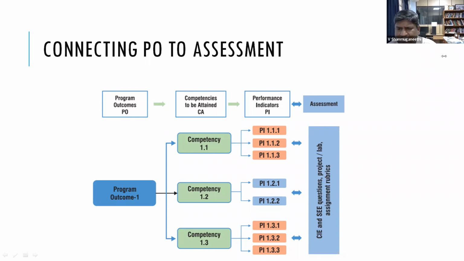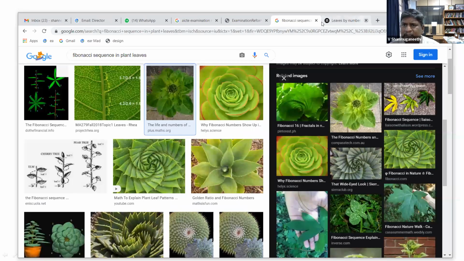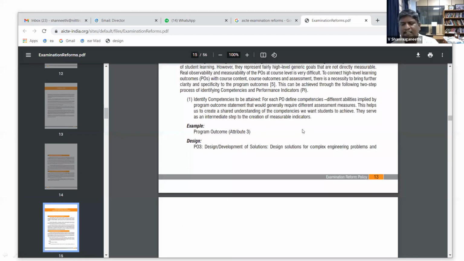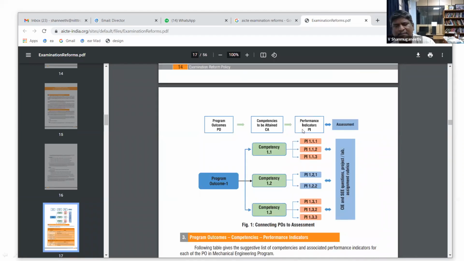Participants, can you come across this one? Maybe if you visit this page, if you go there, yeah, they are giving this, connecting the PO to assessment. So what they are saying is that they are considering program outcome one.